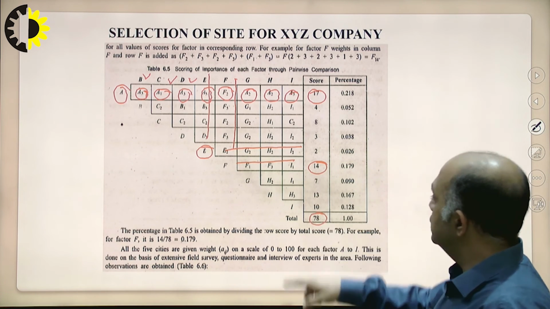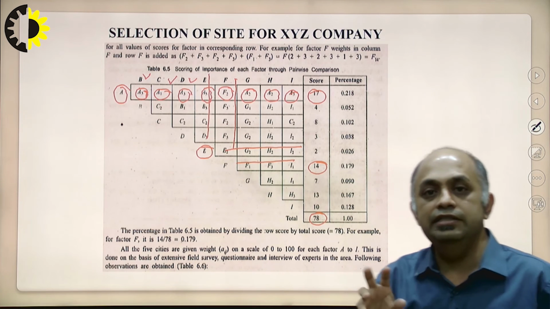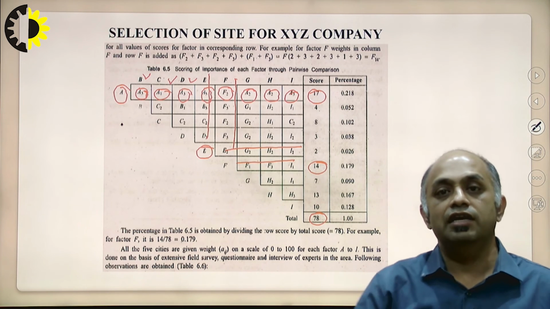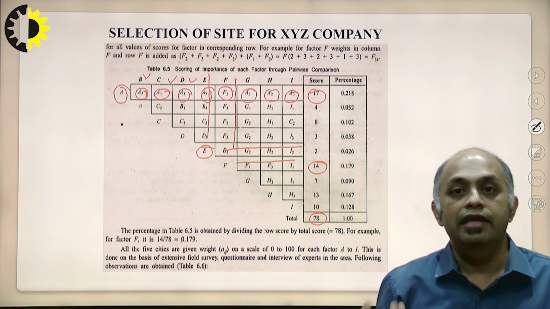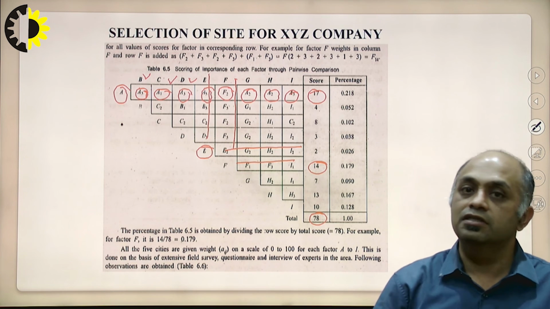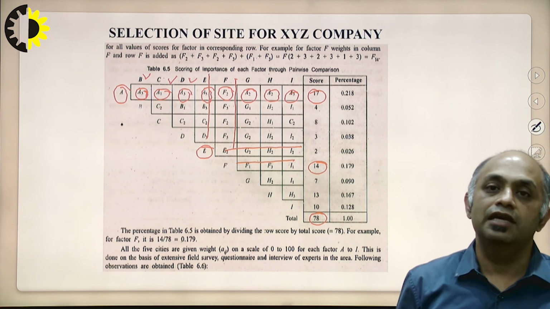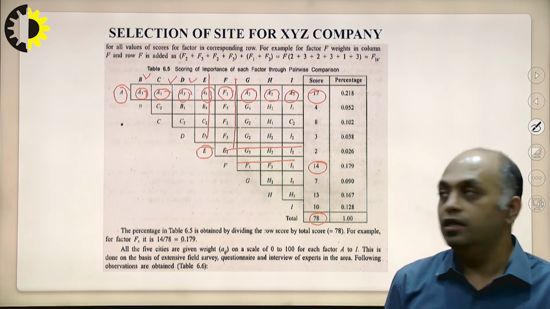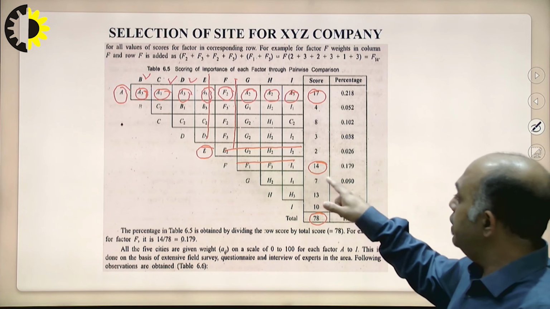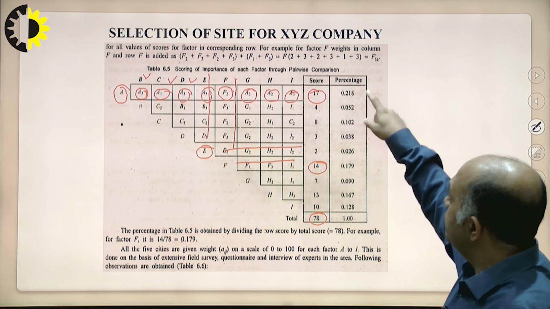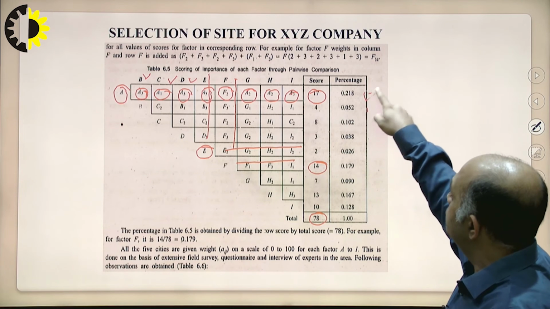This is a very easy way to understand how the factors are compared. And this comparison is done by experts. The experts are the people who have experience in this field and can easily understand which factor is getting more marks than the others. So, when I see these marks, I will calculate a percentage here.